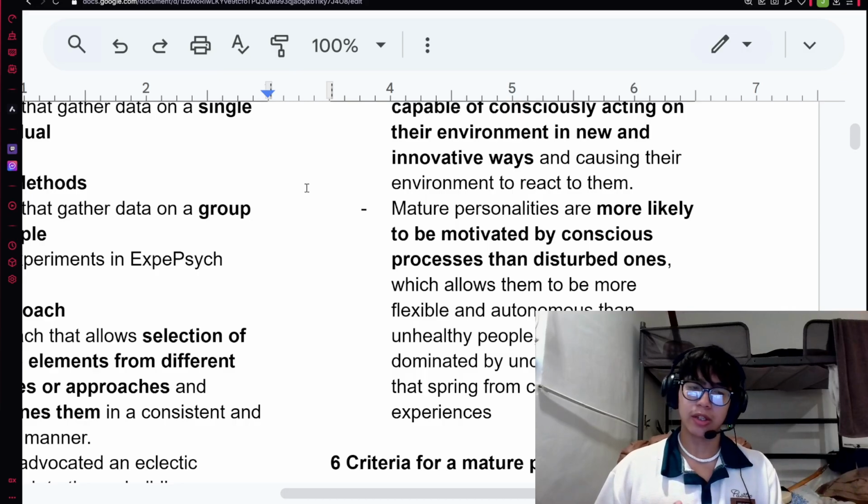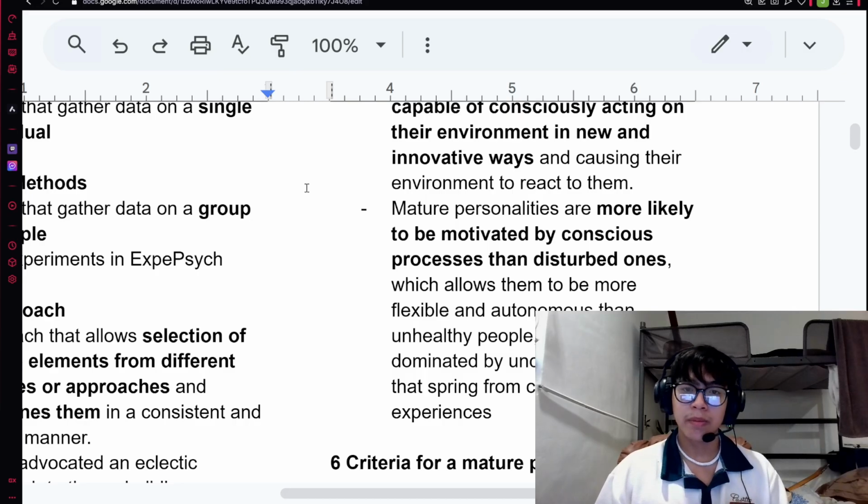mature personalities, or healthier individuals, mentally mature individuals, are more motivated, and their actions are mostly conscious processes. So they're not really floating, or just spacing out. They're actually in the moment and doing what they're doing, basically.